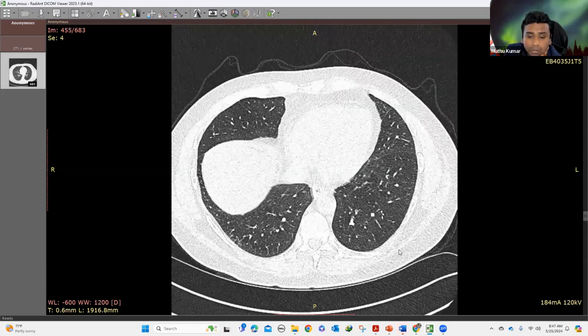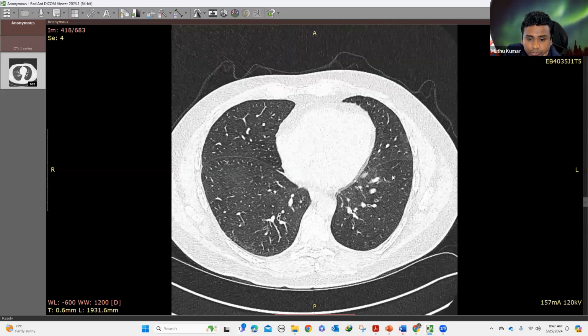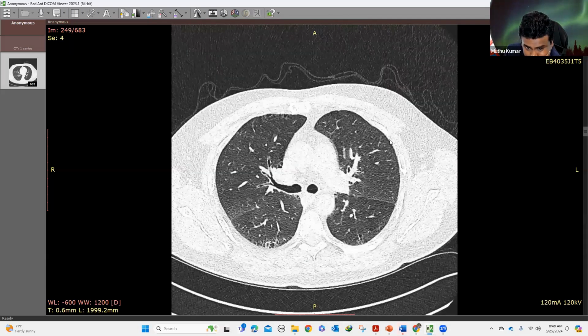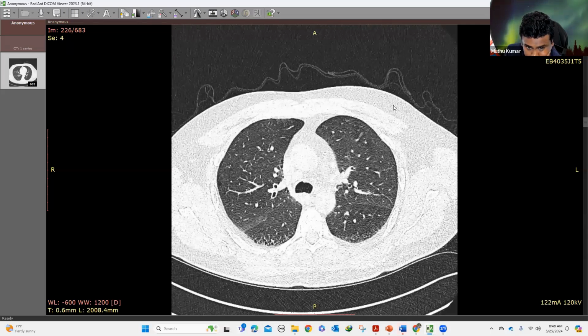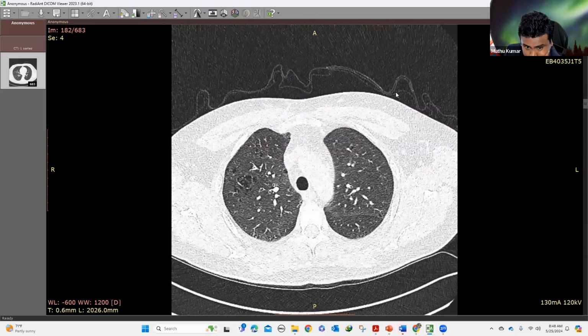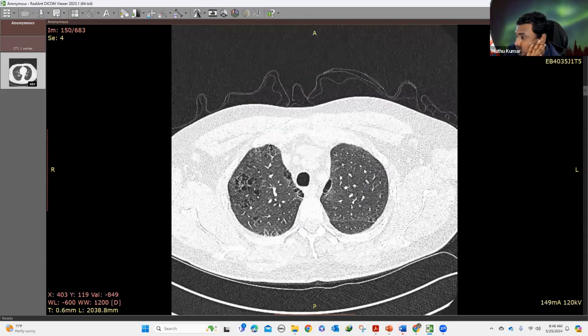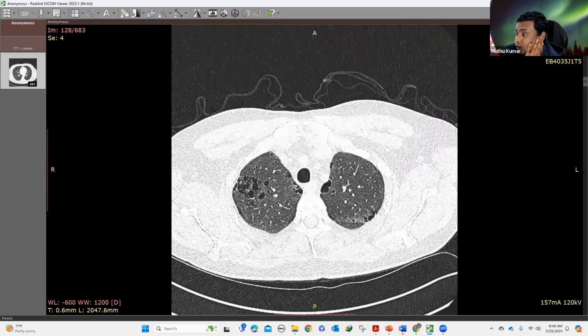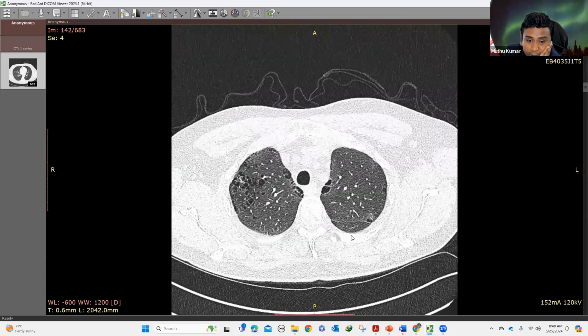LIP, DIP, good. DIP is a good thought. What is RIP? What is CPFE? Good thought. Combined pulmonary fibrosis and emphysema. RBILD, good.